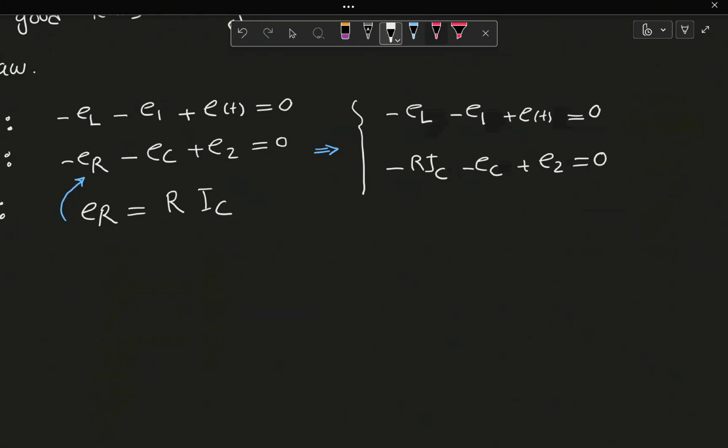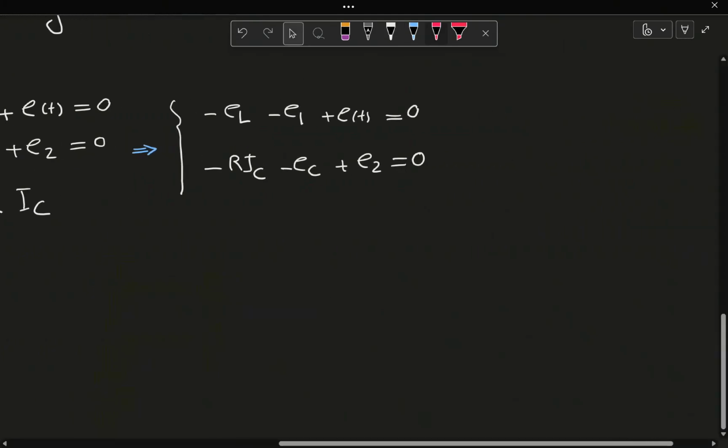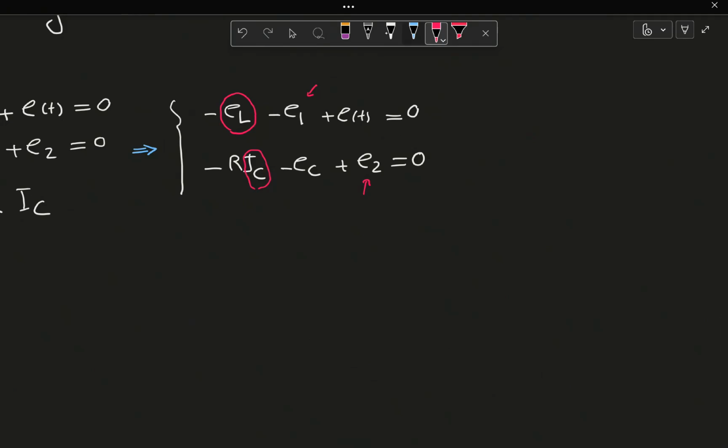Now look at this. There are a lot of things that are still missing here. I was looking to rewrite EL in terms of my good terms, and IC in terms of my good terms. They're my unknowns, but I have two other unknowns here, I1 and E1 and E2 as well. So it sounds like these equations are not helping me at first glance.